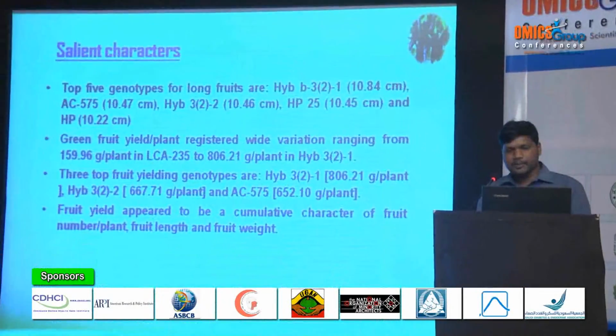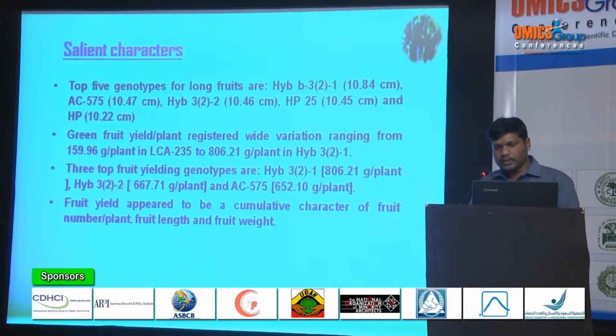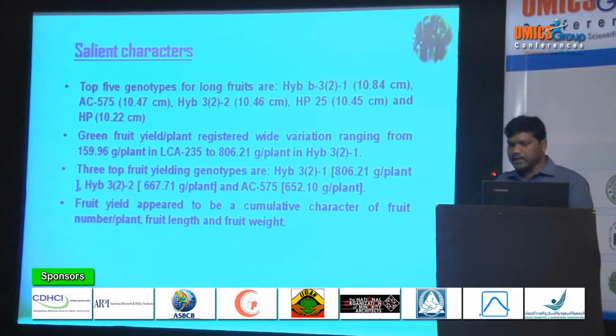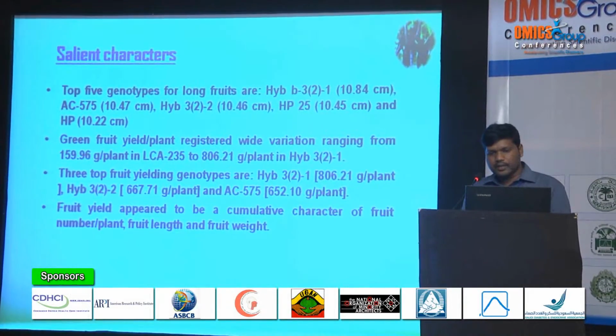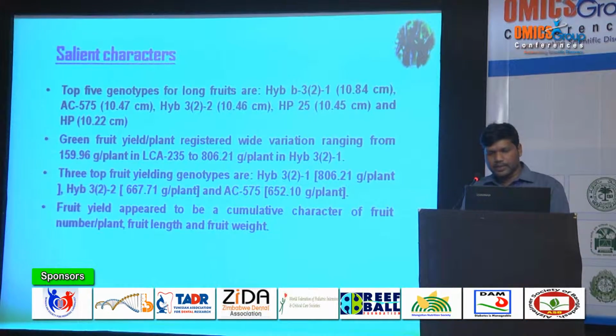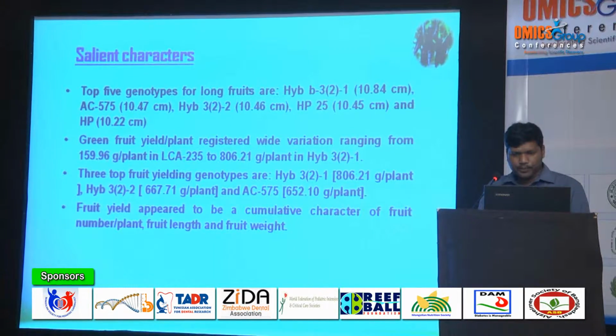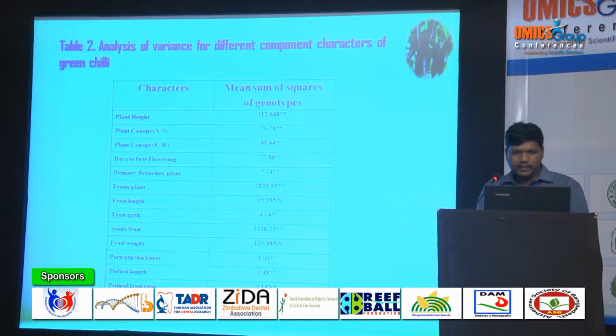The fruit yield ranged from LCA 235 to 806.21 grams per plant in HYB 3-2-1. The 3 top fruit yielding genotypes are HYB 3-2-1, that is 806.21 grams per plant, then HYB 3-2, that is 677 grams per plant, and AC 575, that is 652.10 grams per plant. Fruit yield appeared to be a cumulative character of fruit number per plant, fruit length, and fruit girth. The analysis of variance for different component characters of green chili.